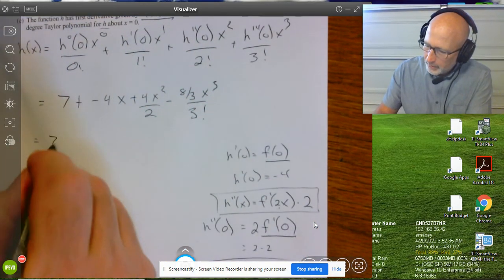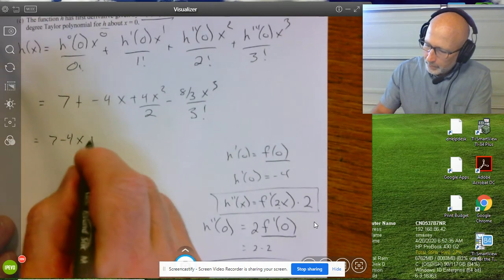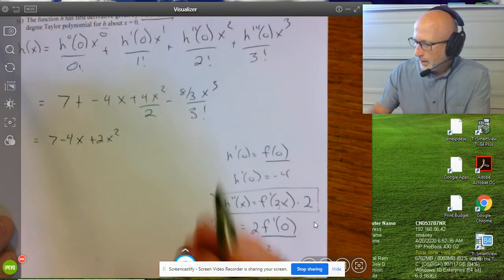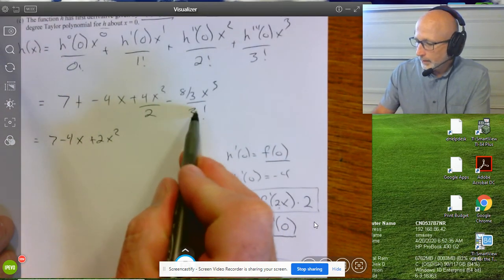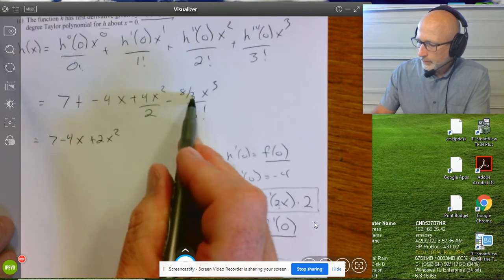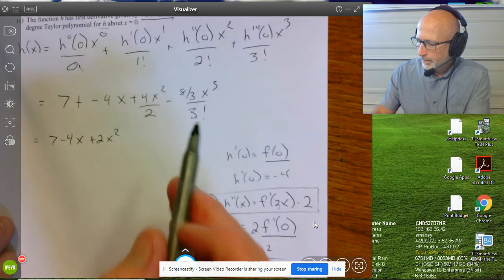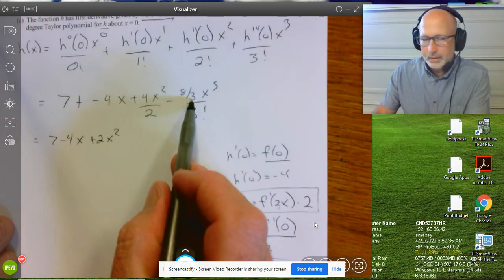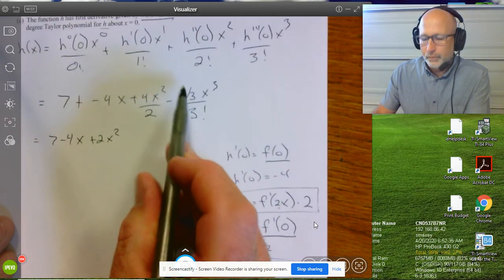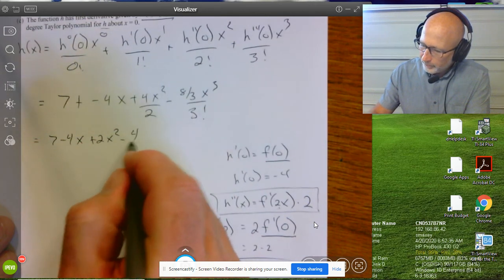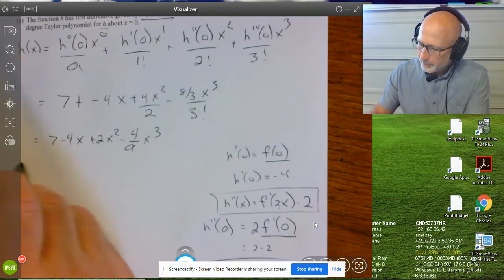So this is 7 minus 4x plus 2x squared. Then this is 6, and 6 times 3 is going to give you 18. 8 on the top, so 4/9. So minus 4/9 x cubed.